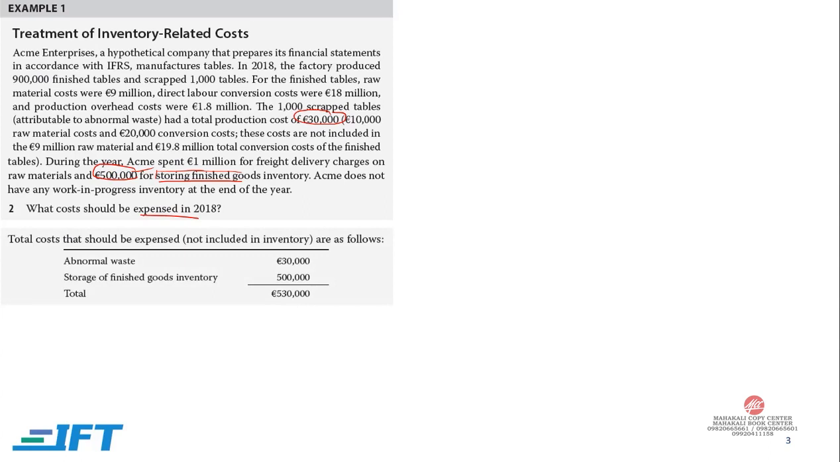So the expense in 2018 would be abnormal waste, that is your scrapped tables, 30,000, and storage of finished goods inventory, that is 500,000. So your total cost would be $530,000.